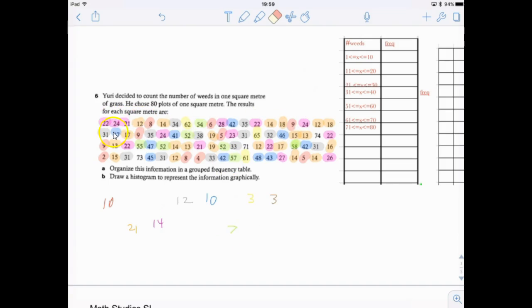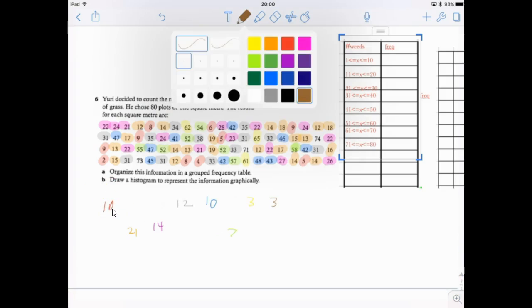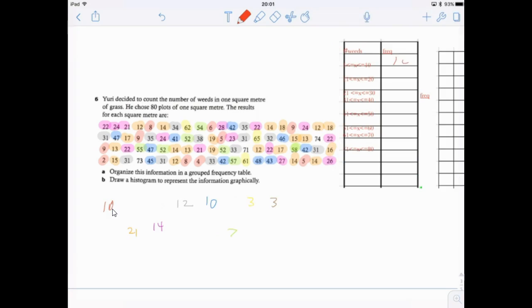Okay, so I counted up all these numbers and grouped them from 1 through 10, 11 through 20, 21 through 30, 31 through 40, 41 through 50, 51 through 60, 61 through 70, 71 through 80. So I counted them up here. I color-coded them, you can see. So between 1 and 10, I found 10 numbers.